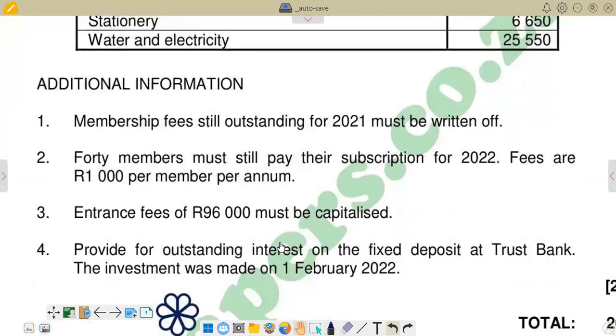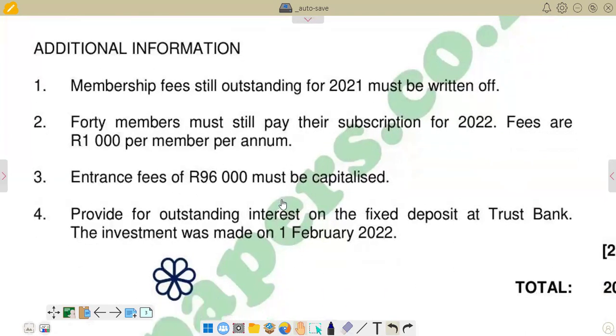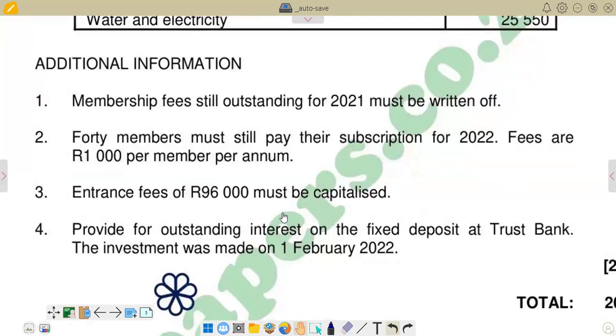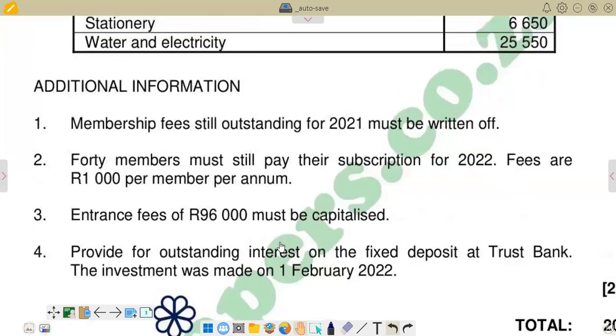We are being told that entry fees must be capitalized, which is something that is going to affect our income and expenditure. You can just leave it at this moment, and then go to item 4. Provide for outstanding interest on the fixed deposit in trust bank. The investment was made on 1 April 2022. So remember, this is also going to affect our income and expenditure. So we can skip it at the moment, and then try to see any other information we are given.